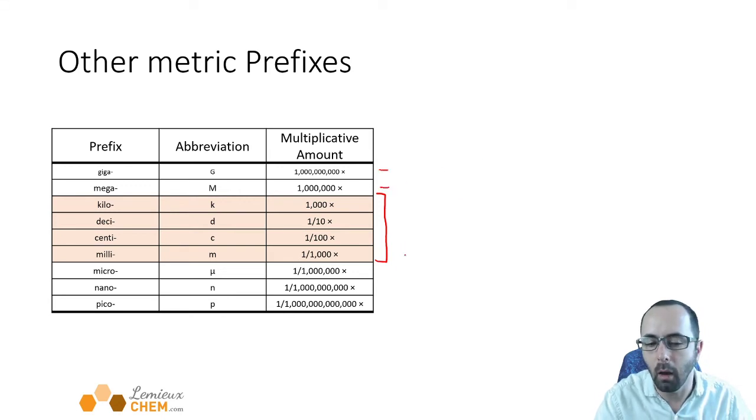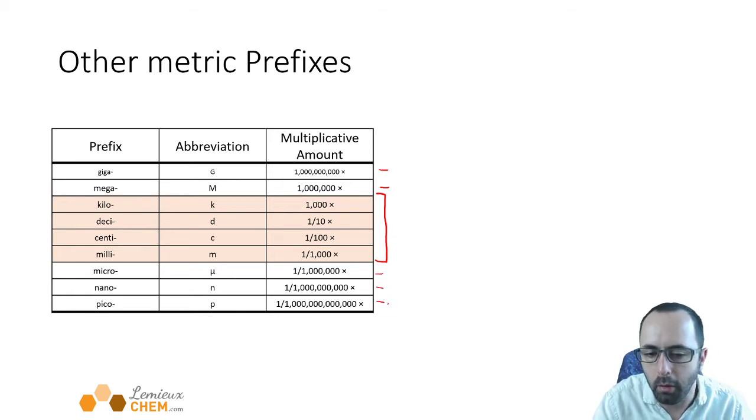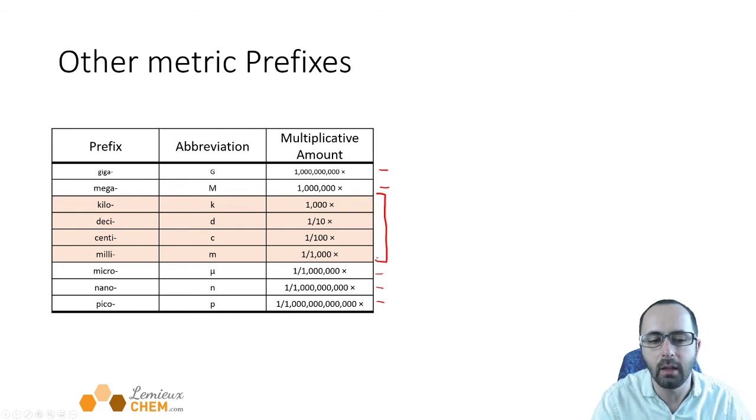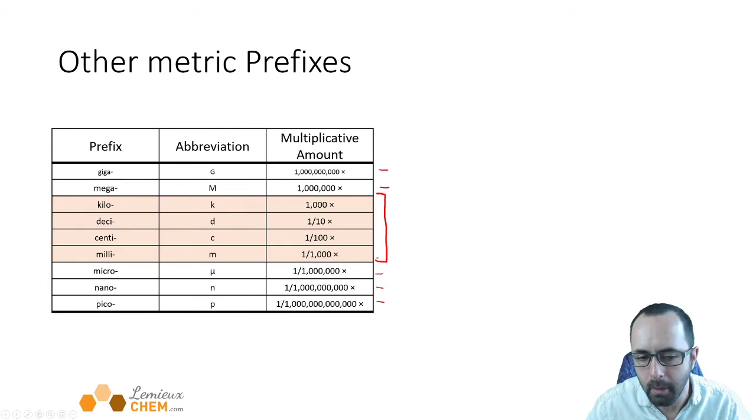That means 1 billion. And then there's micro, that's very small, 1 millionth. There's nano, 1 billionth. Pico, 1 trillionth. Very small. But the only ones I'm going to have you memorize for this class are kilo, deci, centi, and milli. Those are the only ones that I'm going to use. Now you may see the other ones show up in homework, but you'll have this chart that you can refer to if you need to.